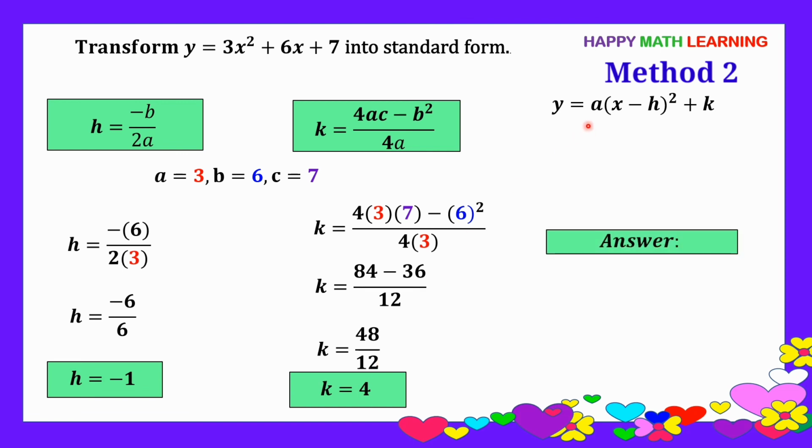Now, let us use the vertex form and substitute the value of a, h, and k. The value of a is positive 3, so we write positive 3. x minus h, the value of h is negative 1. Negative times negative 1 equals positive 1. And k is positive 4. Therefore, the standard form is y equals 3 times the quantity of x plus 1 squared plus 4.